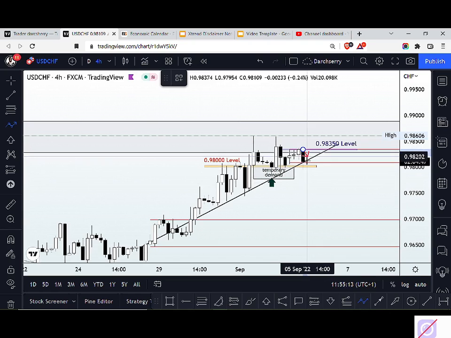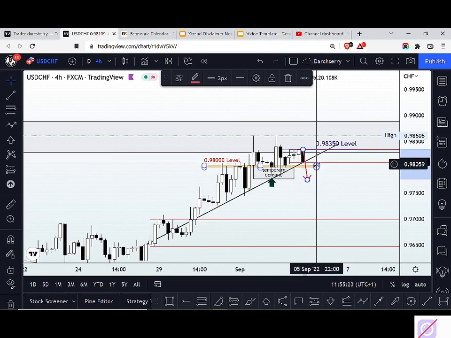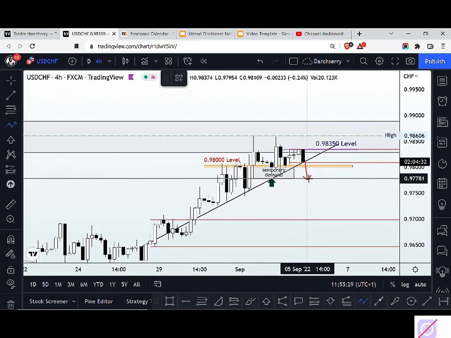So if I see a breakdown of this bullish trend line, which also shares a confluence with the key level I was able to identify at the 0.9800 level, which is going to be our yardstick for this week. If we see price break down this level, then we want to see this as a signal that we want to be going bearish.